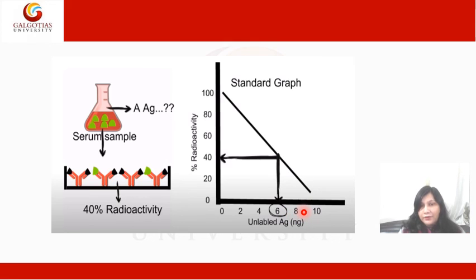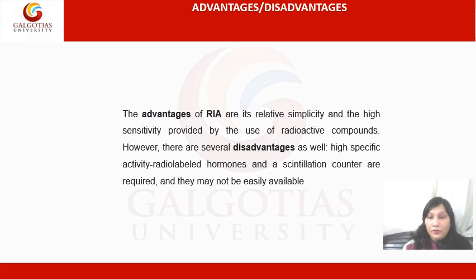This was the objective that we completed by using radioimmunoassay. Now, let's sum up with the advantages and disadvantages of RIA. The advantages of RIA are its relative simplicity and the high sensitivity provided by the use of radioactive compounds. However, there are several disadvantages as well, such as high specific activity radiolabeled hormones and a scintillation counter are required, as they may not be easily available.